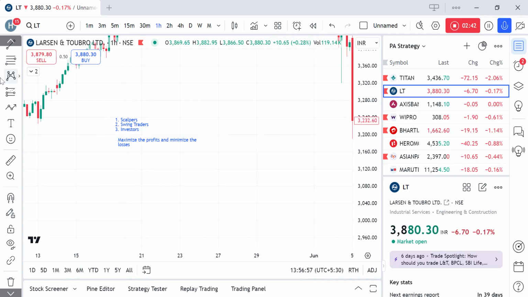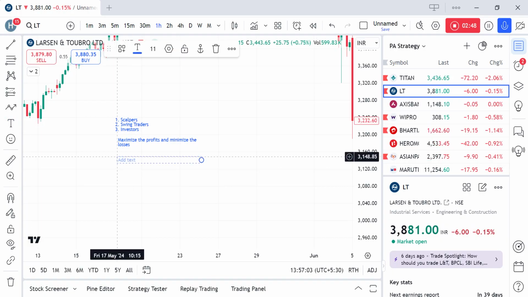So how can this objective be fulfilled? We have 4 points by which this objective can be fulfilled. Whether you are a scalper, swing trader, or an investor, the objective of maximizing the profits and minimizing the losses can be fulfilled by the following 4 points.